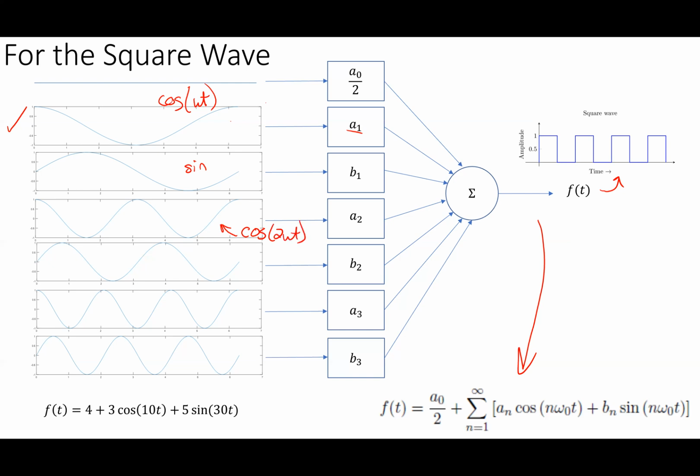Now, how can you tell? That one has twice the frequency. How can you tell visually that it has twice the frequency?